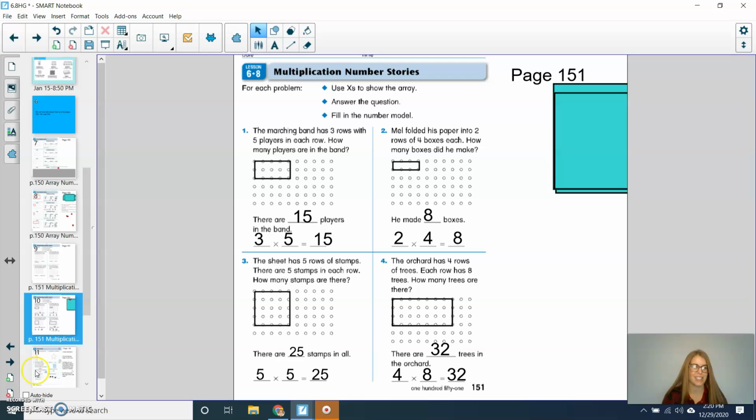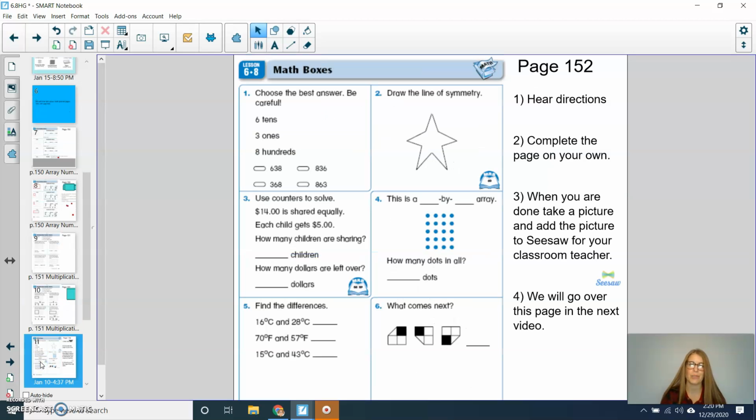The last thing that we'll talk about today are math boxes, which is page 152. I'll talk about the questions and I'll ask that you complete it on your own and take a picture and add that picture to CSAP for your classroom teacher. We will go over this page in our next video. So for our first question, choose the best answer and be careful, making sure that you're looking closely at each of the places. For question 2, draw the line of symmetry.